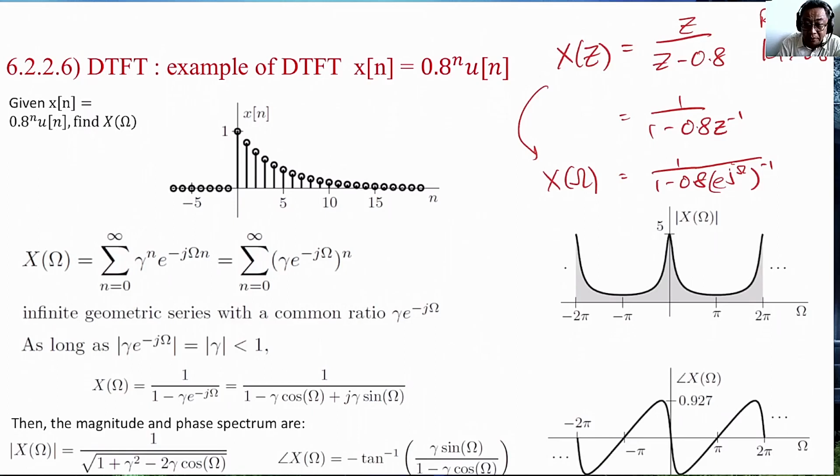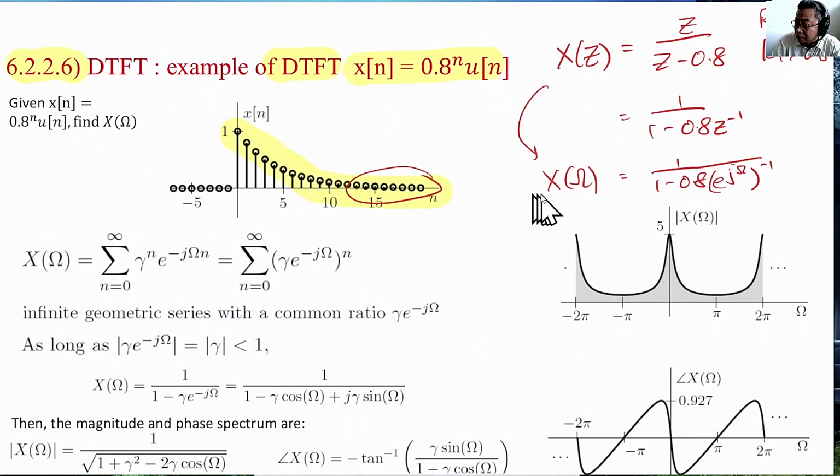In this example, this is 6.2.6. We're going to do the DTFT of this aperiodic sequence. Now this aperiodic sequence stretches over all time, even though the values are very small after maybe 15, because 0.8 to the power of n will never go to 0, so it has infinite support from n equals 0 to positive infinity.